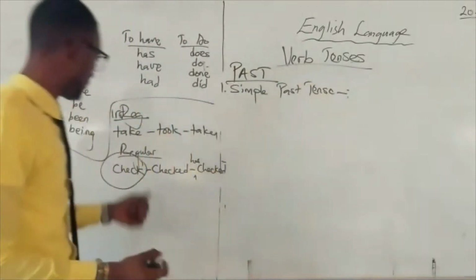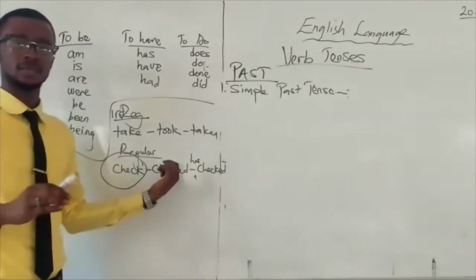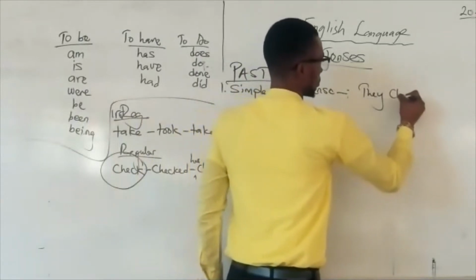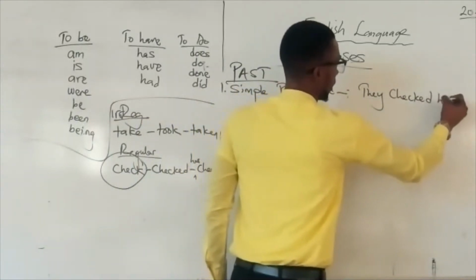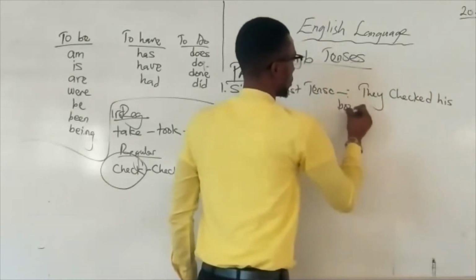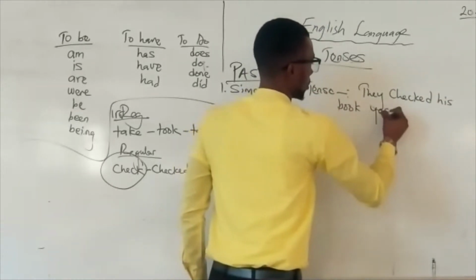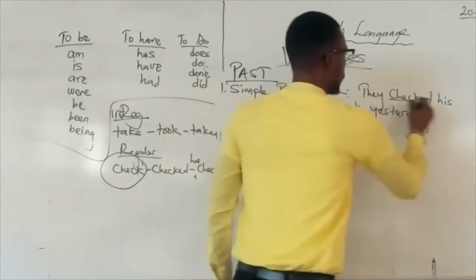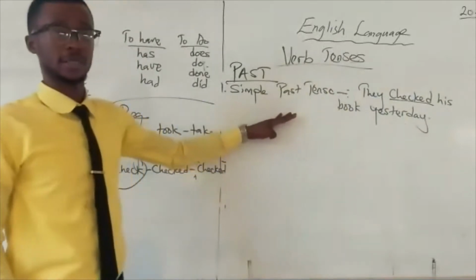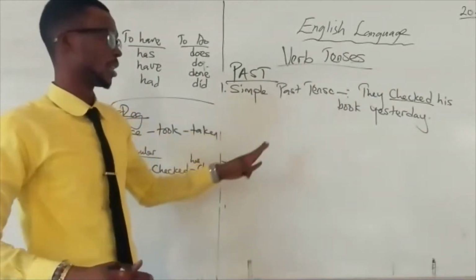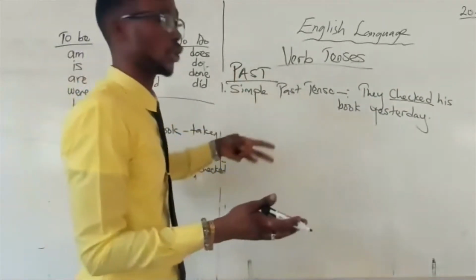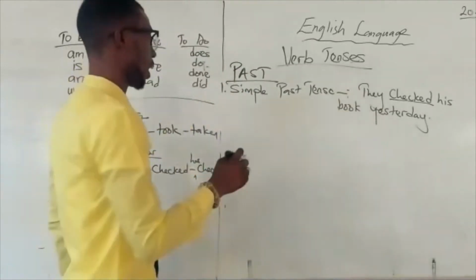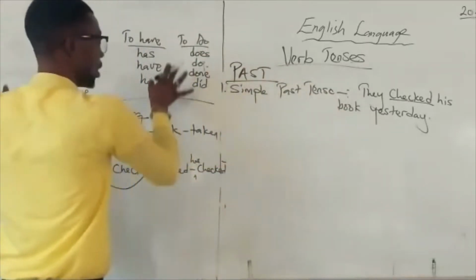What is the past tense of check here? It's checked. They checked his book yesterday. That is a simple past tense. It communicates an action that happened and was completed in the past. Simple. This does not include any auxiliary verb.